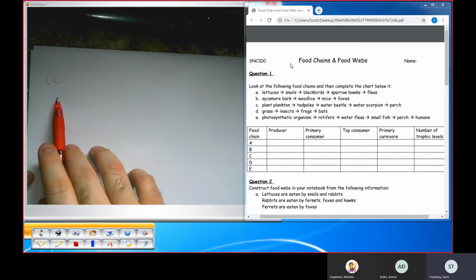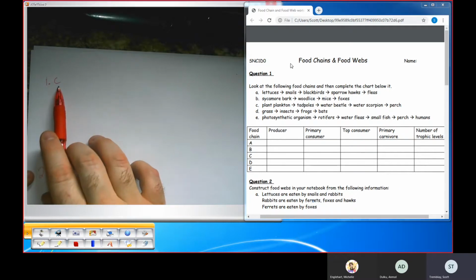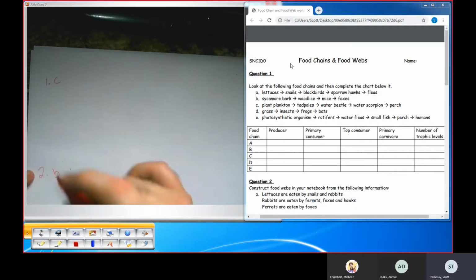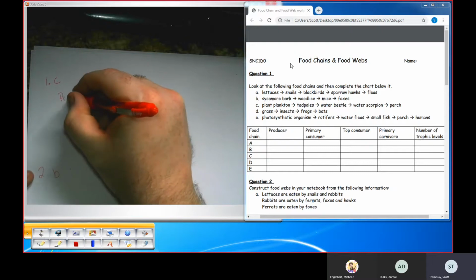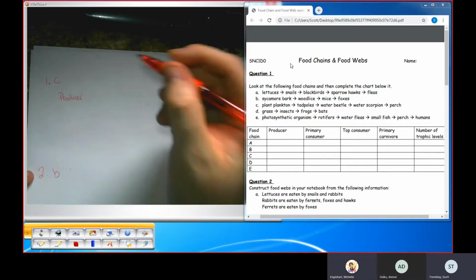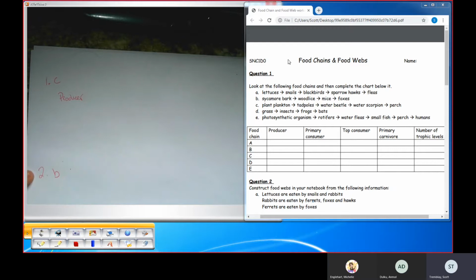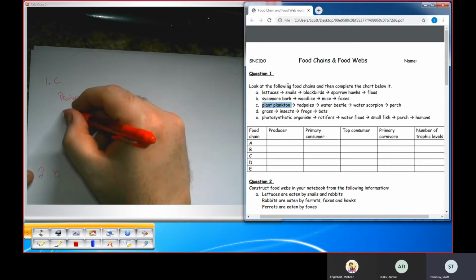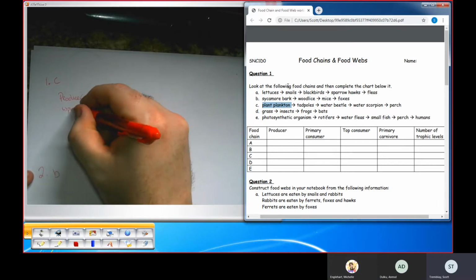So, and I'll just write the letters. So we've picked C just randomly. Okay. So the producer for C would be, if we look at C, well, it's plant, right? As soon as you see plant, we know we're good. They're the ones doing the photosynthesis. So the producer is going to be the plankton.